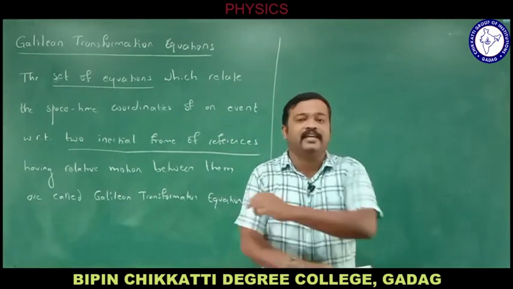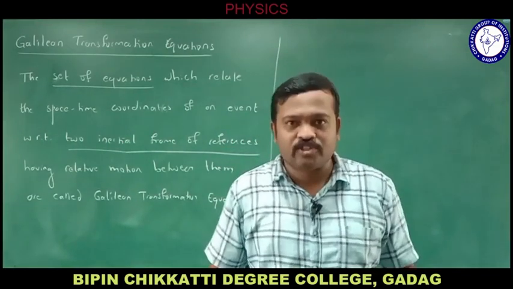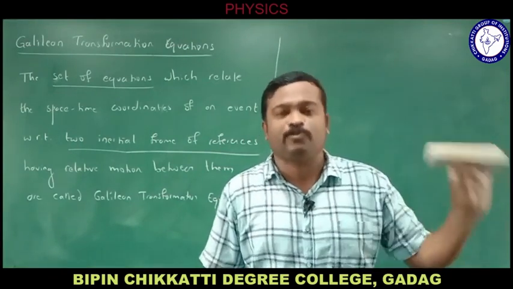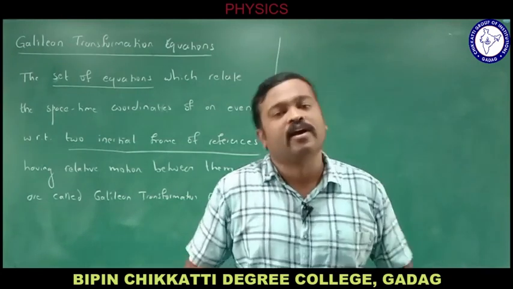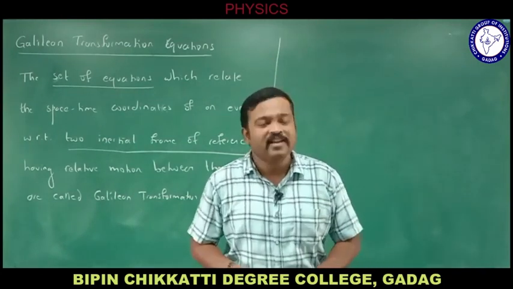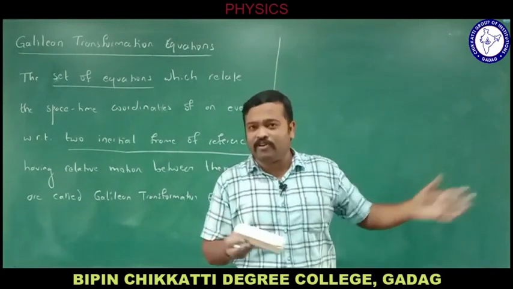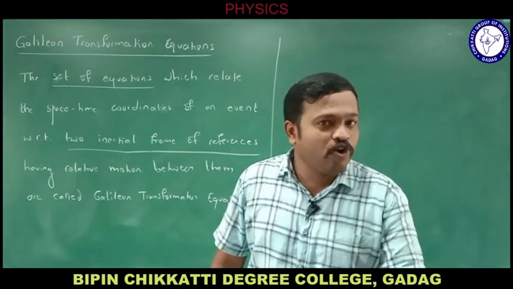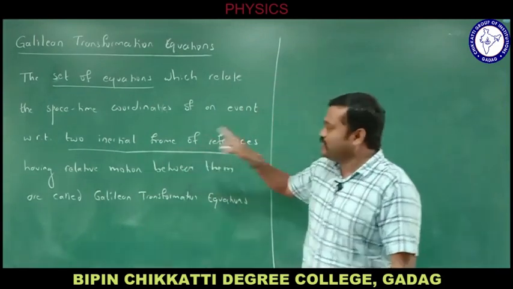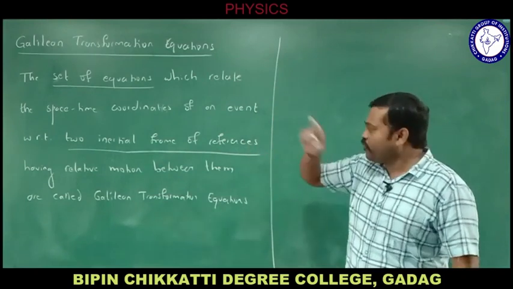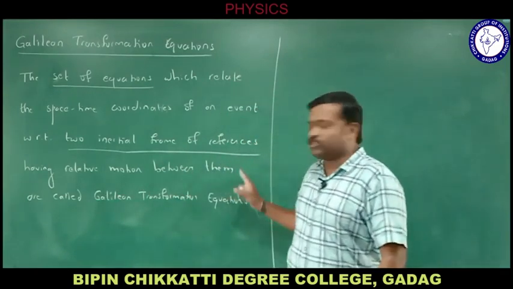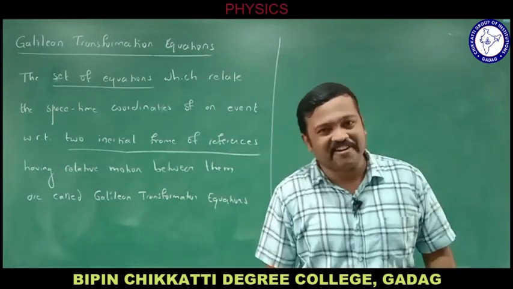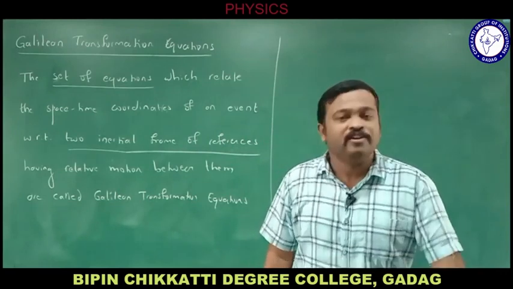As I said earlier, Galilean transformations are the transformations we will be using when the frame is moving with low velocity, meaning a velocity which is very small compared to the speed of light. If the frame is moving with higher velocity, we will be considering Lorentz equations. So the two frames of reference must have relative motion between them, and the set of equations which relate the space-time coordinates are called Galilean transformation equations. So what are those equations?